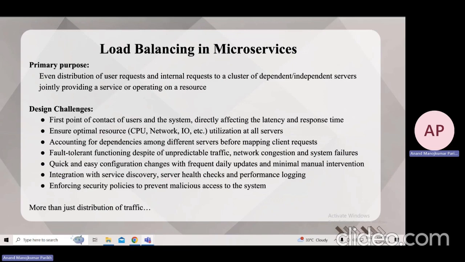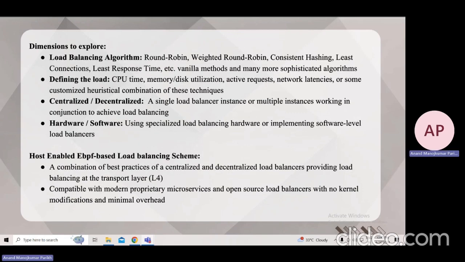Some additional tasks that load balancers are generally given are service discovery, logging of performance metrics at different servers, and preventing malicious unauthorized access to the system, etc. So load balancing is more than just distribution of traffic, especially in microservices. There are many combinations of possibilities that one must consider to design efficient, scalable, and secure load balancers. The load balancing algorithm defines what technique to apply while mapping client requests to servers.